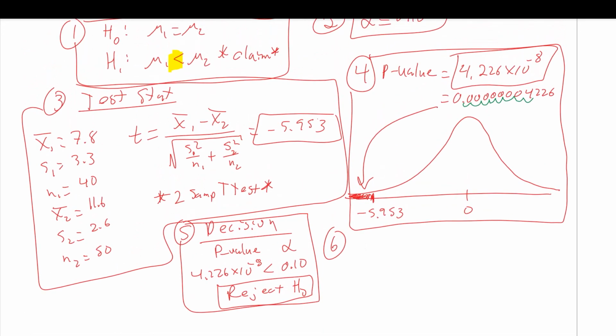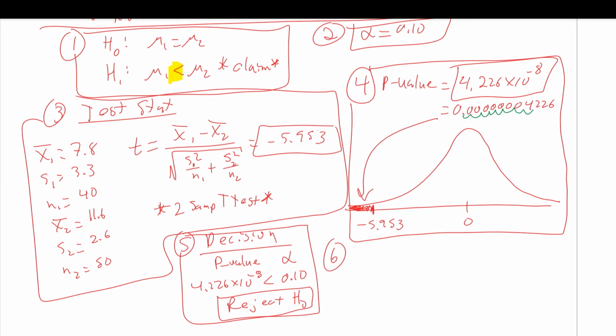Since in step 5 we reject the null hypothesis, and in step 1 our alternative was the claim, then we reject the null hypothesis in favor of the alternative, correct? Which was our claim. So we do have evidence to support our claim. And of course, if you go through that flow chart, you can come up with that same wording.